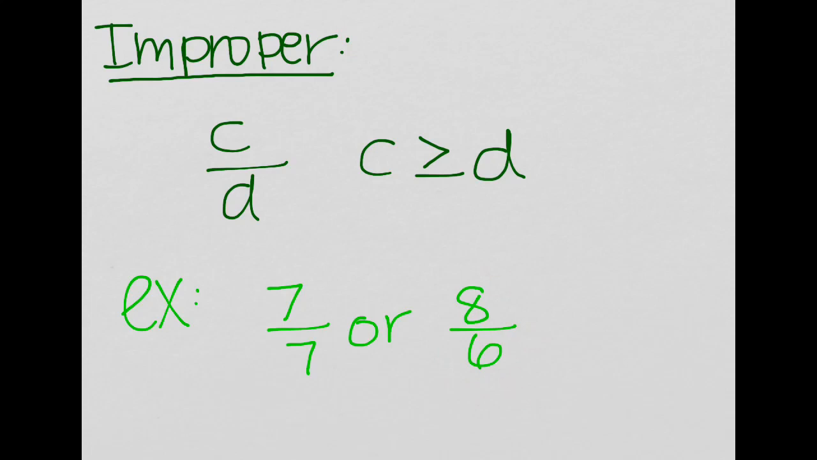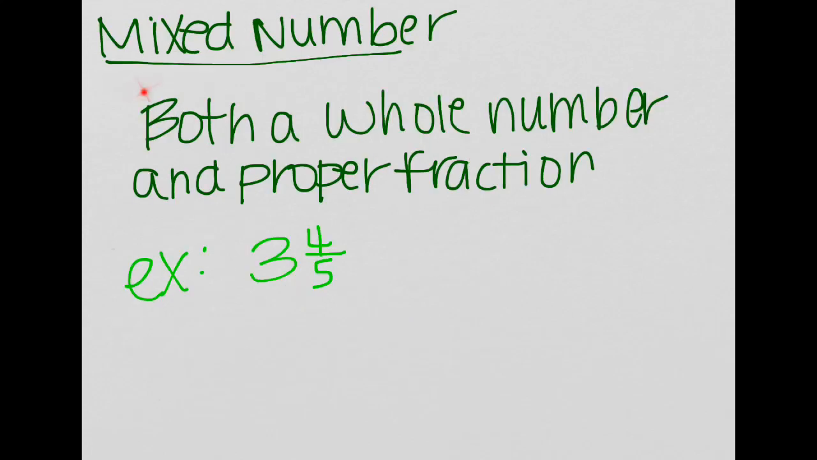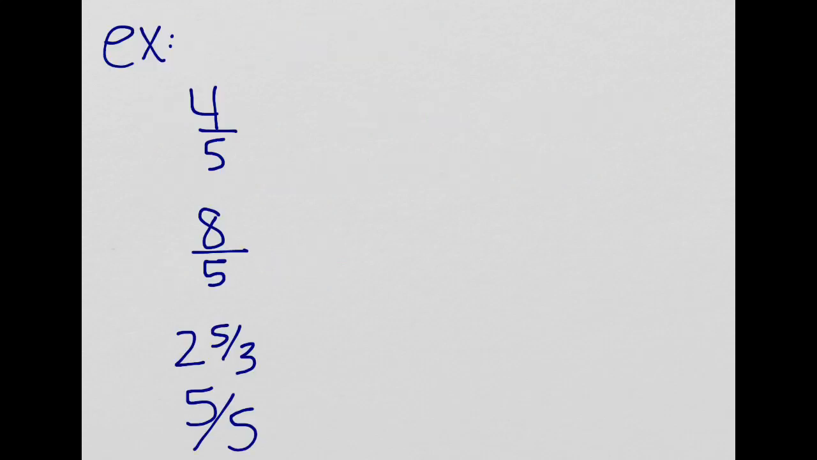Okay? But let's move on and learn what a mixed number is. A mixed number is both a whole number and a proper fraction, so it's kind of like a combination. For example, we have 3 and 4/5, and even though there's no "and" written here, you always say 3 and 4/5. Okay? Great. Now let's look at some examples and say whether these are proper, improper, or mixed numbers.